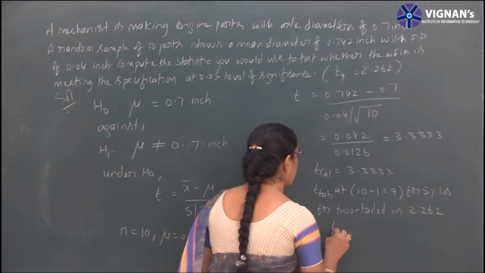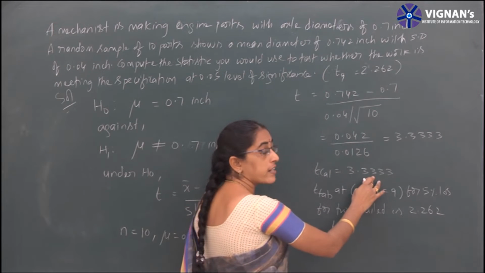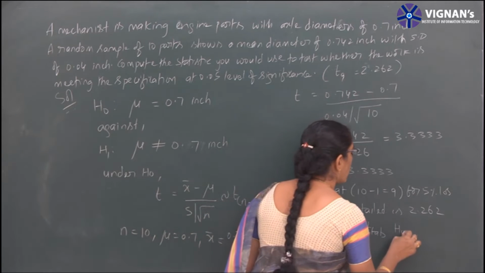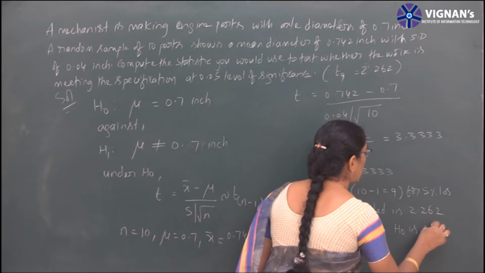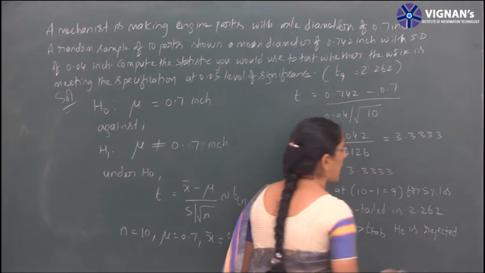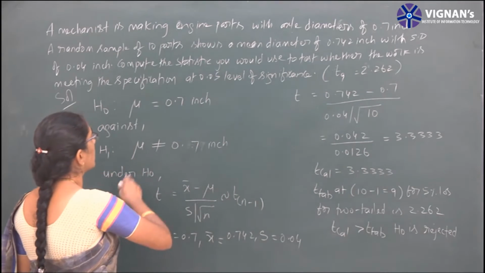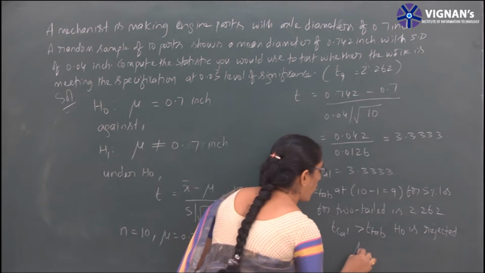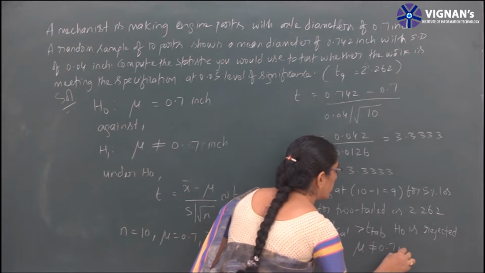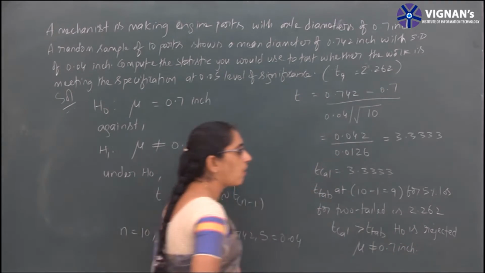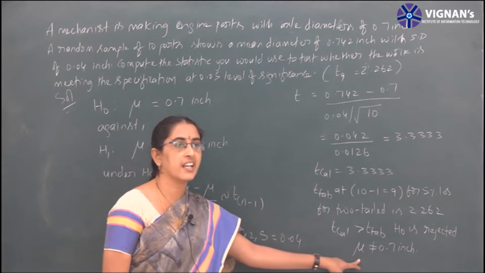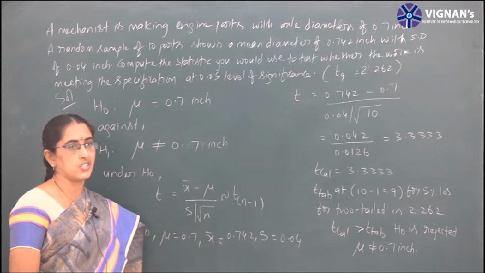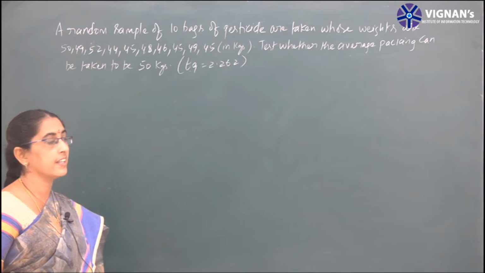So T cal, 3.3333, is greater than T tab. So H naught is rejected, which means we are accepting H1. That means the mean diameter of the axle is not equal to 0.7 inch. Right? So H naught is rejected means we are accepting H1, and therefore mu is not equal to 0.7 inch. Let's see the second problem on this single mean.